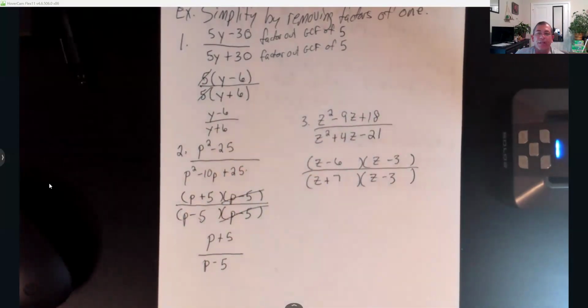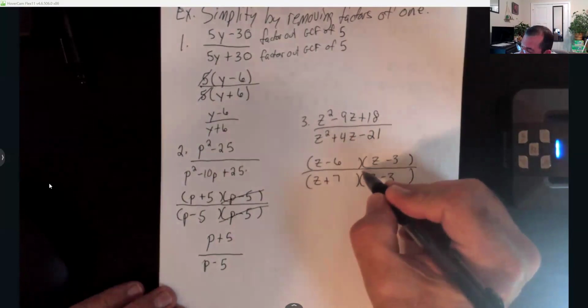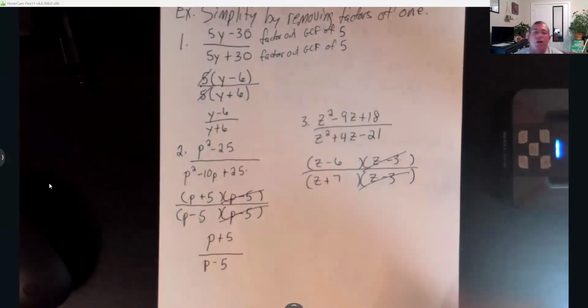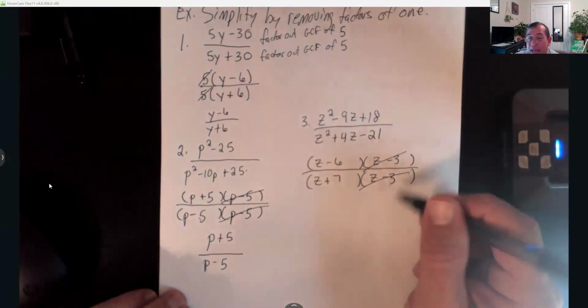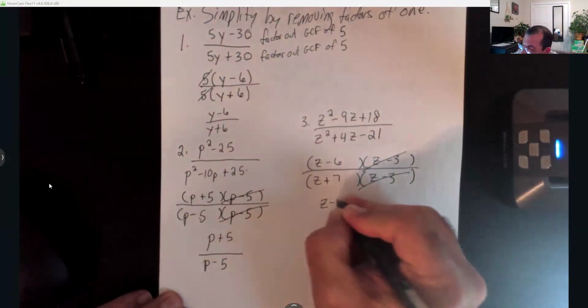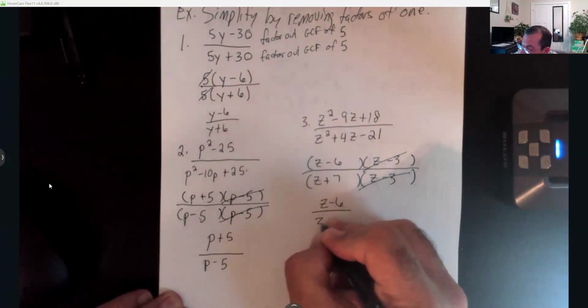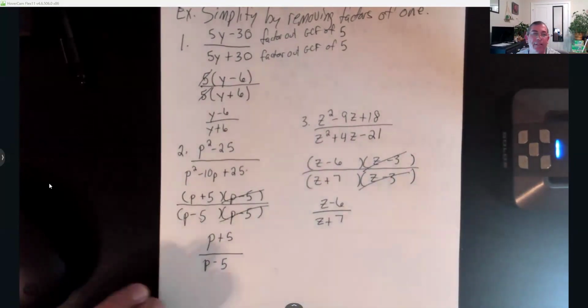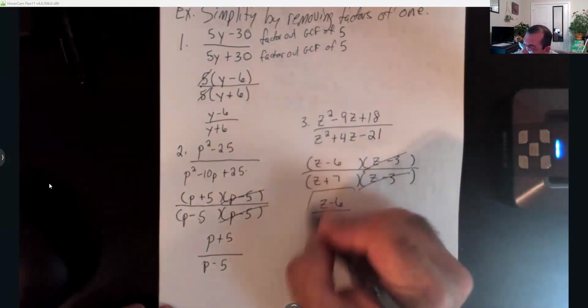All right, so now you see the magic, right? You've got to get one of them to at least match up, okay? So the z minus 3's will cancel, leaving us a z minus 6 over a z plus 7. Final answer.